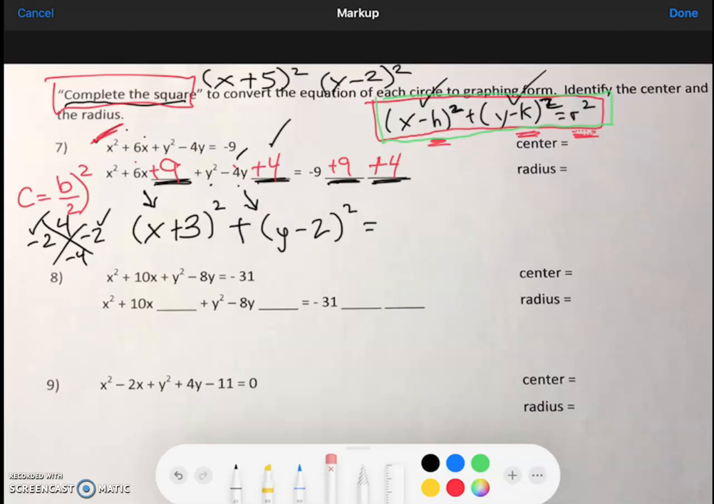Okay, so now it kind of looks like the equation of a circle with parentheses and the square right there. Let's deal with the other side of the equal sign. I've got negative 9 plus 4. Negative 9 plus 9 is 0, plus 4 is 4.